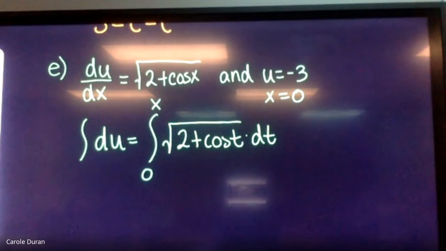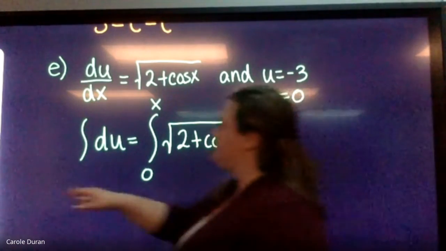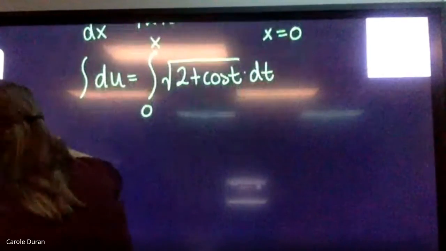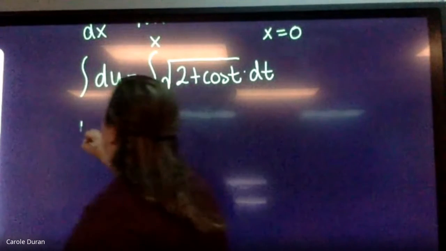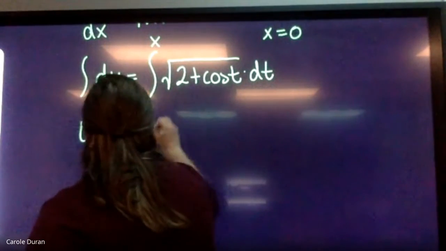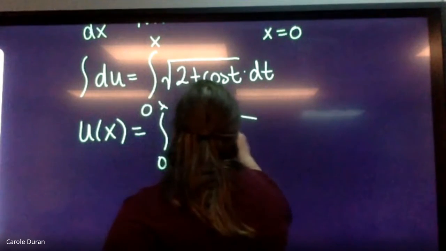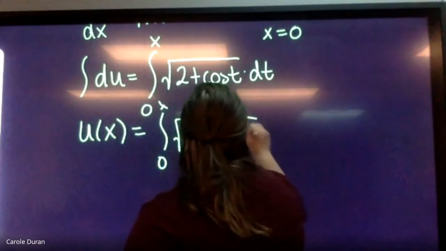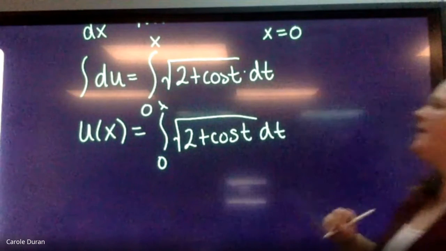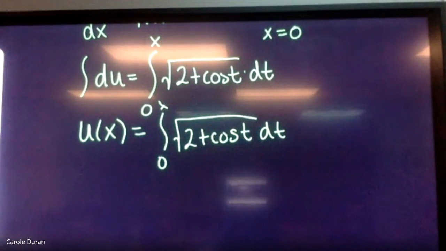I don't hate you. Okay, so Euler's method is kind of a shortcut. I personally don't like to use it, but I wanted to show it to you in case any of you do like it. So Euler's method says that du here is the same as u of x, and that is equal to the integral of 0 to x of 2 plus cosine of t dt. And then this can be rewritten in a very specific way.